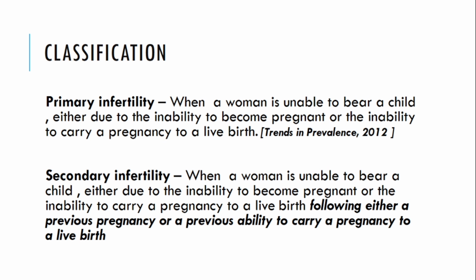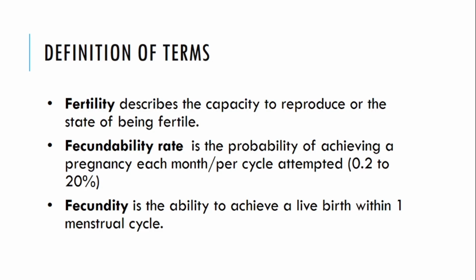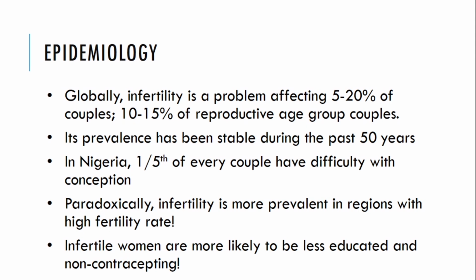Classification can either be primary or secondary. Where a woman has not delivered any child at all, one can say it's primary. When the woman has delivered, but following a previous pregnancy or previous ability to carry a pregnancy to a live birth the points highlighted are missing, then one can say that is a secondary infertility. For other definitions, fertility in itself is the capacity to produce, or the state of being fertile. Fecundability, which is about 0.2 to 20%, is the probability of achieving a pregnancy each month per cycle attempted, while fecundity is the ability to achieve a live birth within one menstrual cycle.